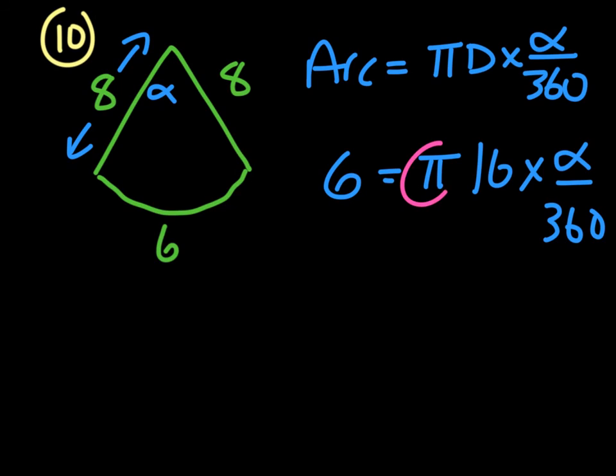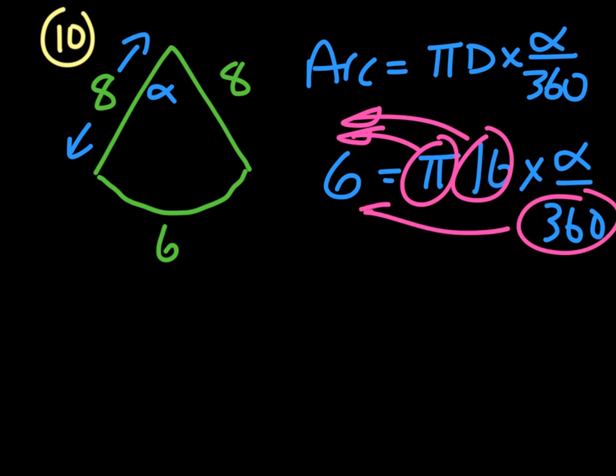Now if you get the pi over to this side, if you get the 16 over to this side, if you get the 360 over to this side, that'll then leave you with what your angle alpha is. And that's the end of the homework.